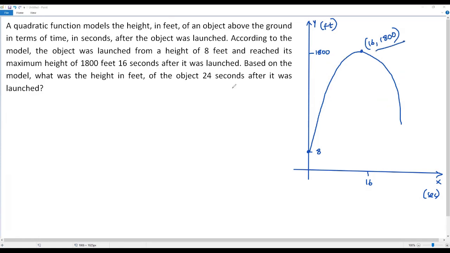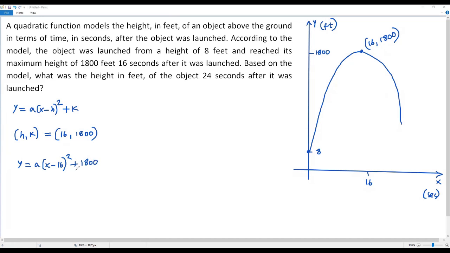Since we know the vertex of the parabola, we can write the quadratic function in vertex form, that is, y = a(x - h)² + k. And we know that (h, k) is the vertex. For (h, k), we have (16, 1800). So we have y = a(x - 16)² + 1800, where for h we plug in 16 and for k we plug in 1800. Now I have the quadratic function which represents the parabola.